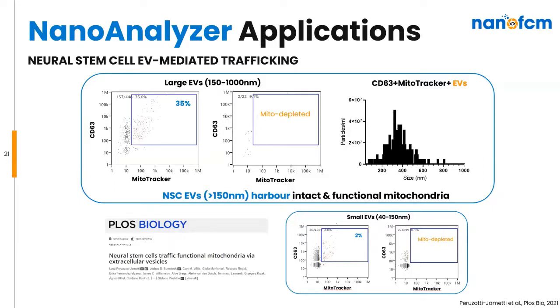So this suggests that the larger EVs are capable of harboring intact mitochondria. This really is an exciting find that actually might pave the way to the development of novel EV-associated approaches to restore mitochondrial dysfunction in degenerative neurological diseases.